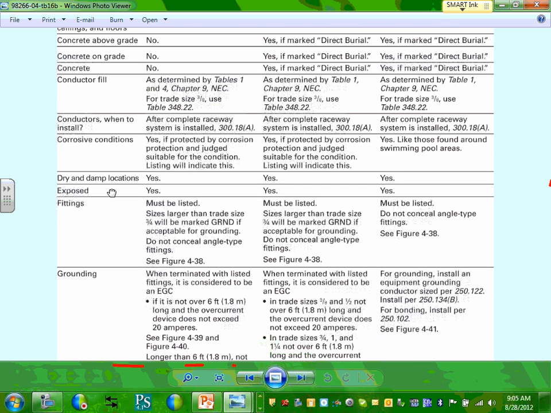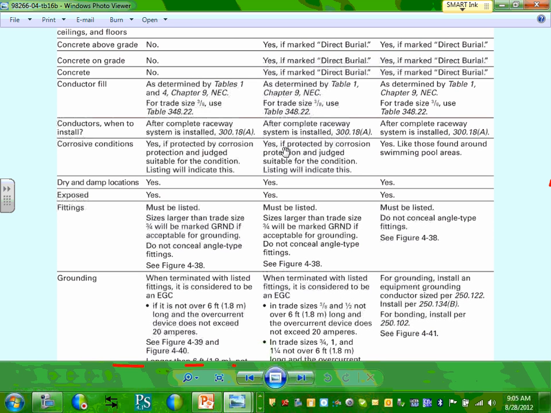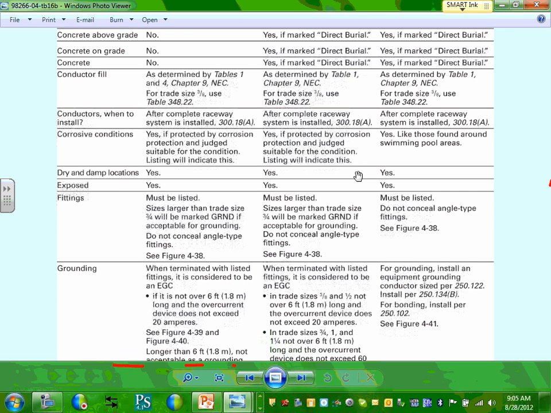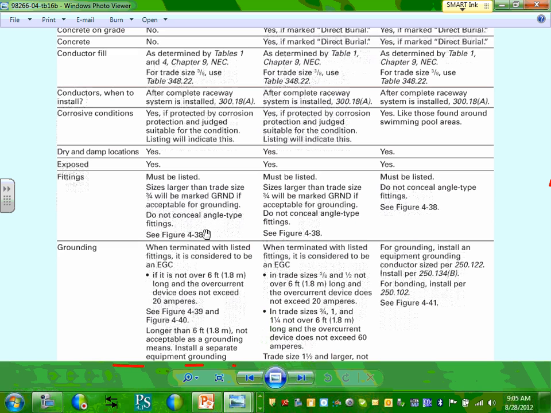Here's my favorite. Can you use them in a corrosive environment? Yes, if protected. Yes, if protected, and yes, like those found around swimming pools and so forth. Damp and wet location, all of them. Exposed, yes, no problem. Bring it on.